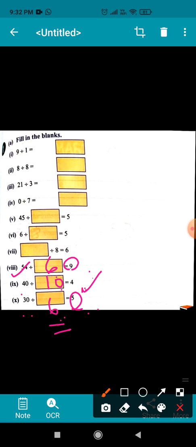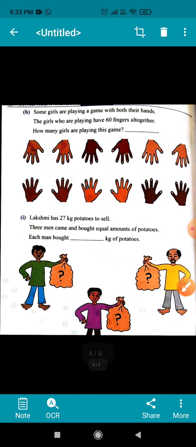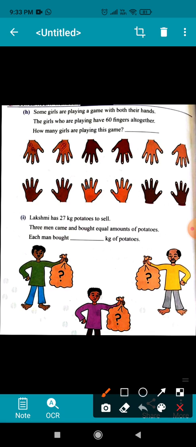Children, hope you all have understood. Okay. Now let us see the next question. Here you can see the picture of hands of different children. Here some girls are playing a game with both their hands. The girls who are playing have 60 fingers all together. How many girls are playing this game?